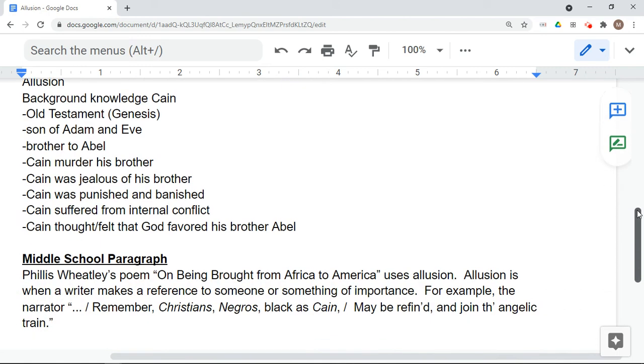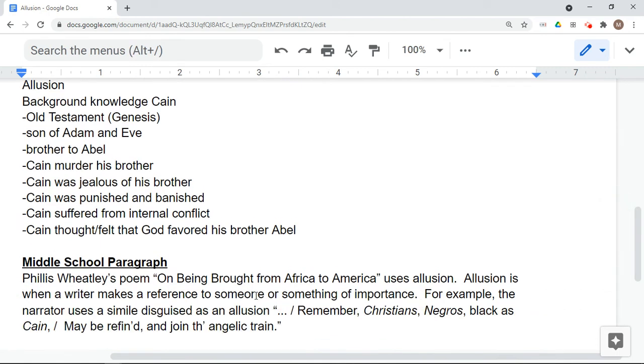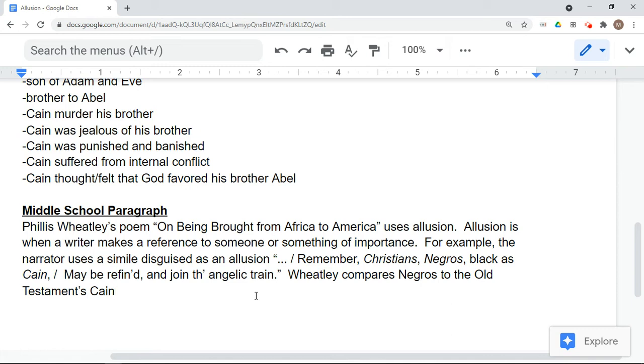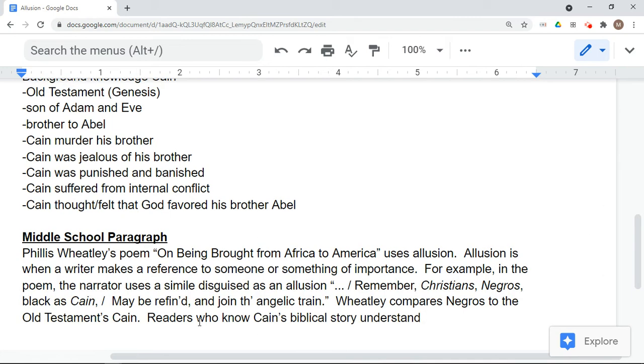So let's say it. For example, the narrator uses a simile disguised as an allusion. Remember, Christians, Negroes black as Cain may be refined and join the angelic train. Now I want to talk about the simile, but then I also want to talk about the allusion. So Wheatley compares Negroes to the Old Testament's Cain. And again, Negroes black as Cain. So why do you think that she did that? You cannot pick up on the allusion unless you have the background knowledge.